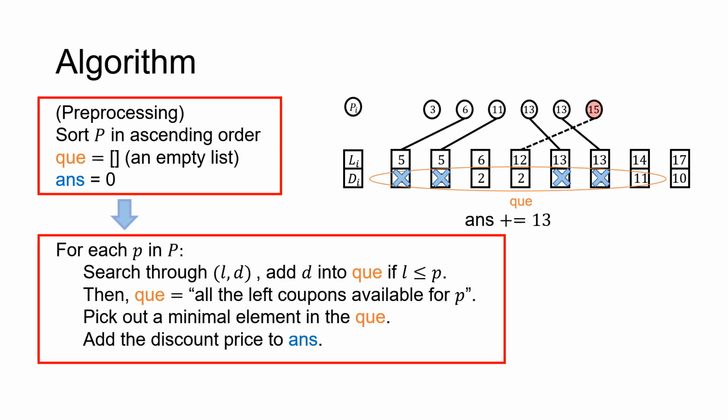Finally, we've reached the item with a price of 15. After using a coupon for it and adding the discounted price to the variable ans, we obtain the desired value, which represents the minimum expense required to buy all N items. This concludes the explanation of the algorithm.